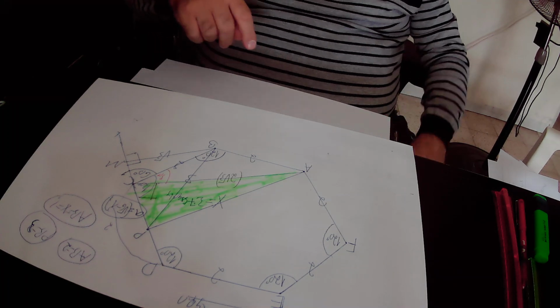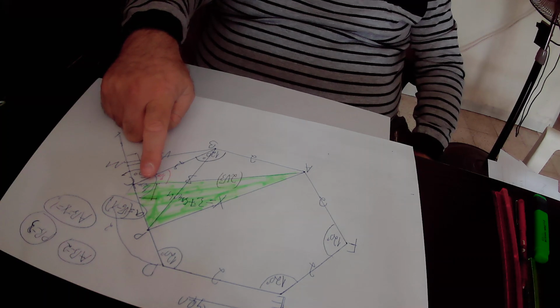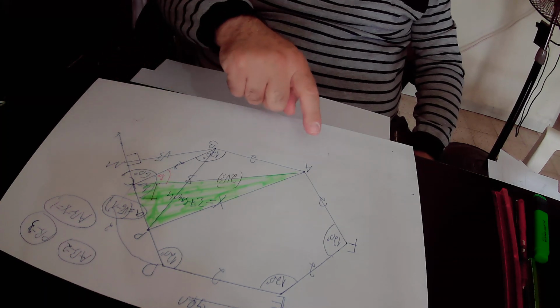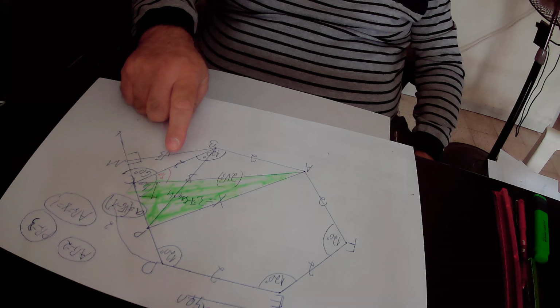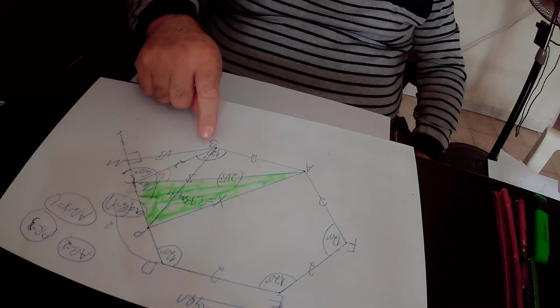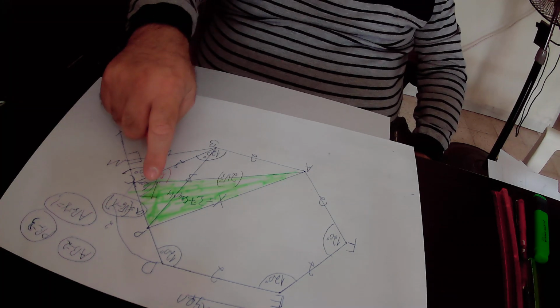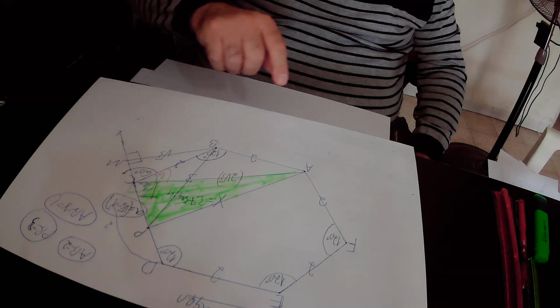So we have the big angle PCB that is 120 degrees. We have the small angle ACB that is 30 degrees. Therefore, the missing angle PCA will be equal to the big angle PCB minus the small angle ACB.